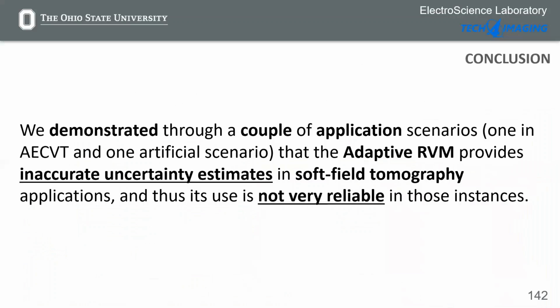So in conclusion, we have demonstrated through a couple of applications that the adaptive RVM provides inaccurate uncertainty estimates in subfield tomography applications, and thus its use is not very reliable in those instances.